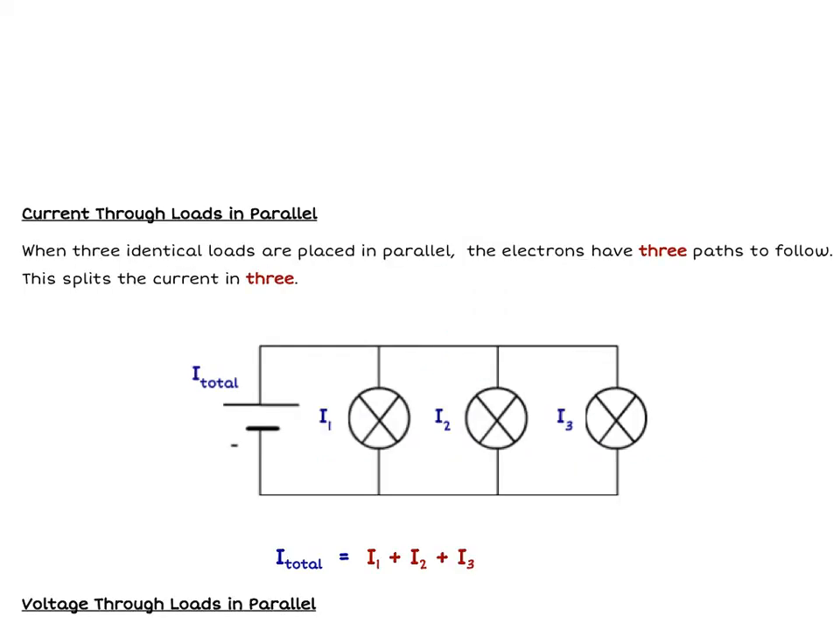Now let's see how that compares to our current when we're talking about our lamps or our loads organized in series. So we see here that if we're talking about electron flow, the electrons are going to flow through here and hit a kind of a fork in the road.